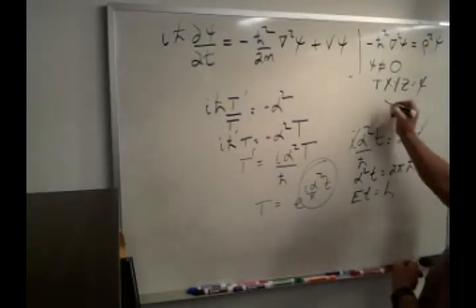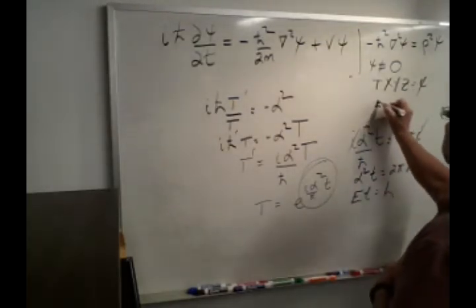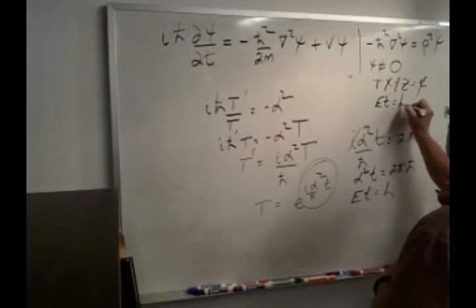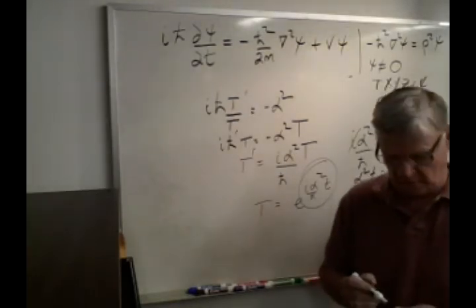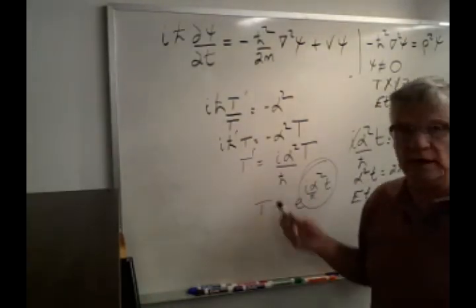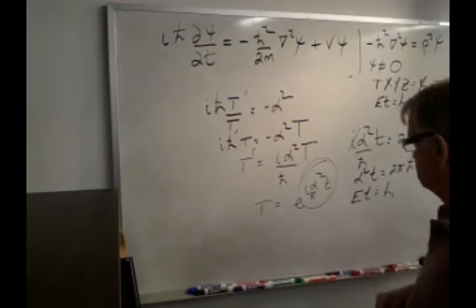So we will just move this up here so that we see that Et equals h, which would be equal to Planck's constant, which would be one of the boundary conditions, or the time-oriented boundary condition, if you like, to Schrodinger's equation.